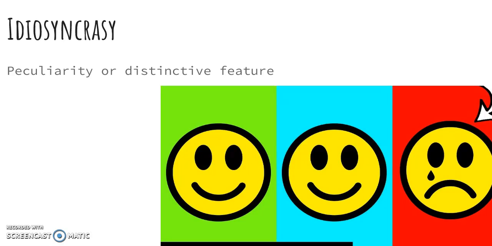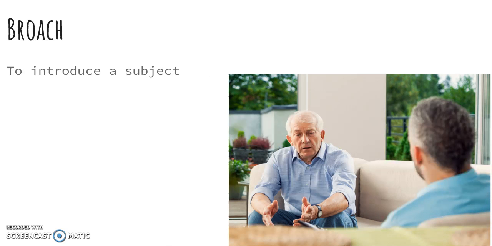Idiosyncrasy is when something is peculiar or distinctive and not going with the rest of the group or with the grain. So this example, these 3 faces, 2 of them match and the third one does not. Even though they all 3 have different backgrounds, they have distinctive features, right? So they all have the same eyes, the same face shape, but the third one is distinctive and idiosyncratic because it's smiling and crying, or frowning and crying.